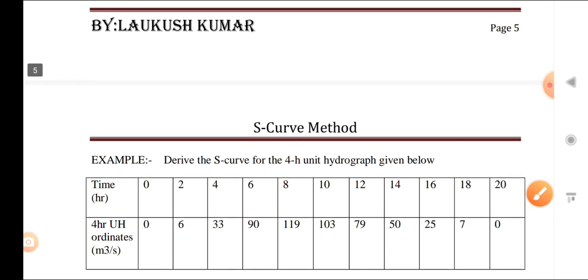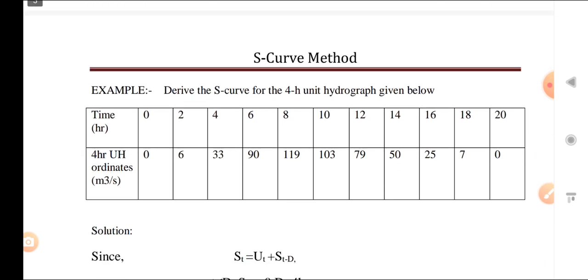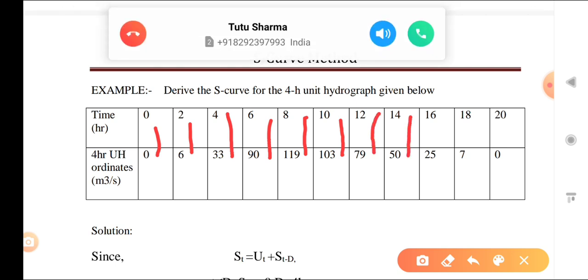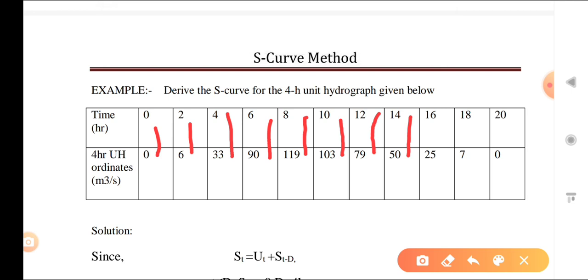Okay, now see, the next problem is: derive the S curve for the 4 hour unit hydrograph given below. Time is given 0, and corresponding to 0 the ordinate of the unit hydrograph is 0. For 2 it is 6, for 4 it is 33, for 6 it is 90, for 8 it is 119, for 10 it is 103, for 12 it is 79, for 14 it is 50, for 16 it is 25, for 18 it is 7, and for 20 it is 0.